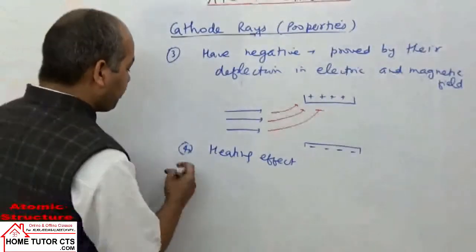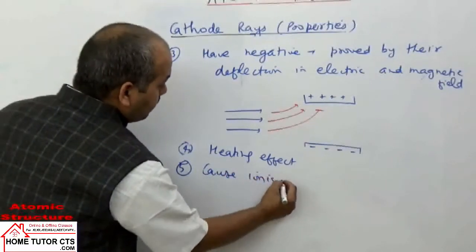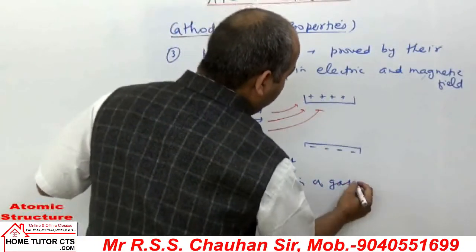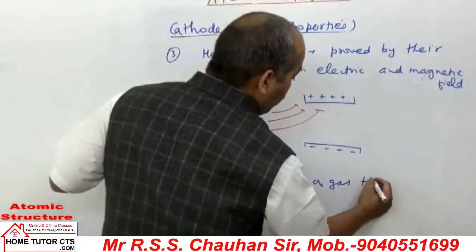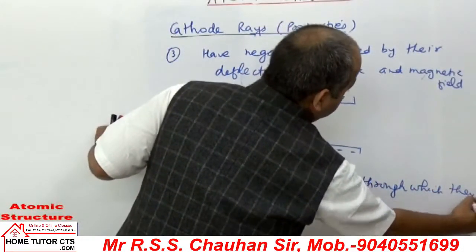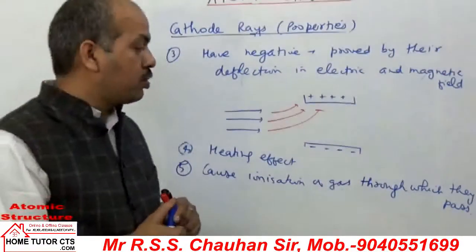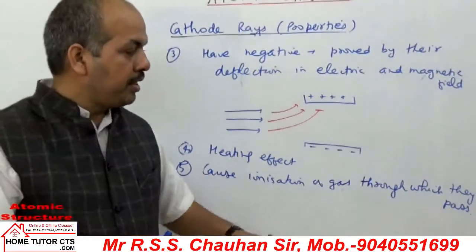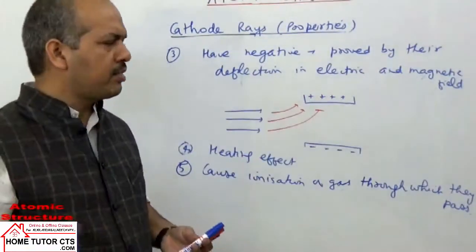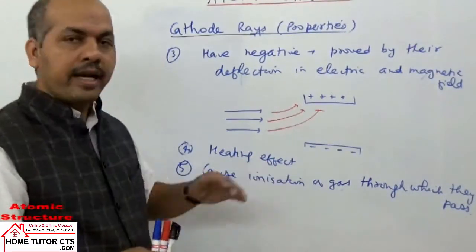Next property you can have, that they cause ionization of the gas through which they pass. They cause ionization of the gases through which they are passing. I hope it is clear. Whatever gas we take in the discharge tube, it gets ionized by the cathode rays.